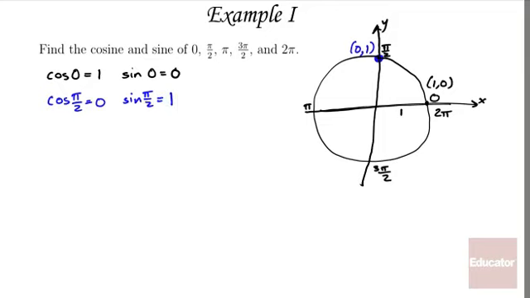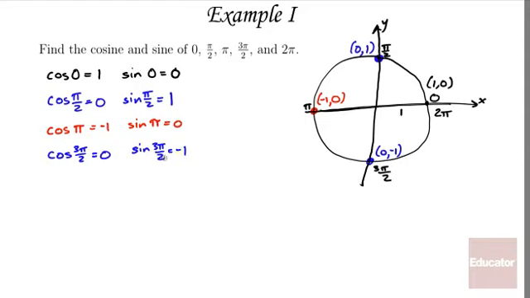Pi is over here at -1, 0, so that's the cosine and sine of pi. Cosine of pi is -1. Sine of pi is 0. And finally, 3 pi over 2 is down here at 0, -1, so that's the cosine and sine of 3 pi over 2. Cosine is 0. Sine of 3 pi over 2 is -1. And one more.